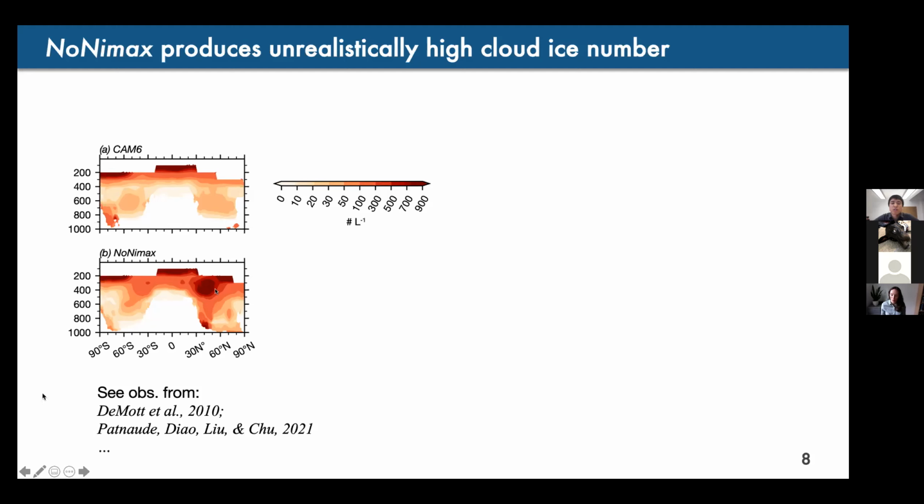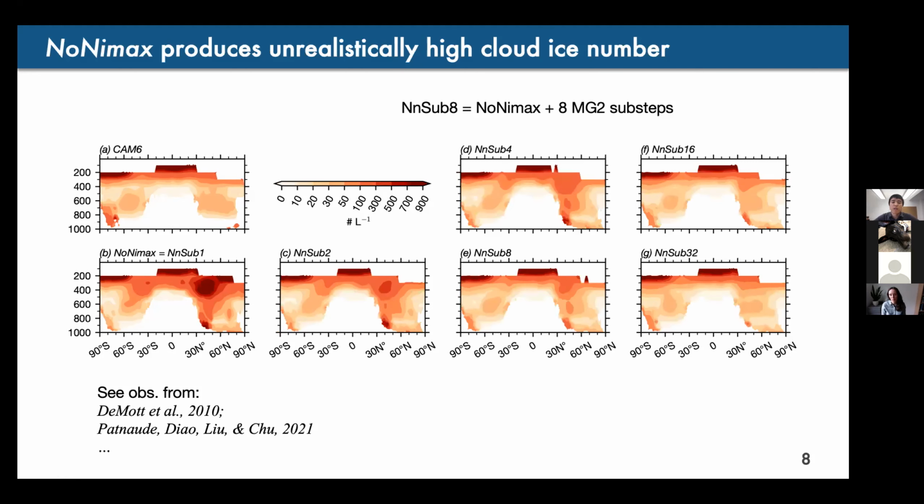You see that without that limiter, the cloud ice number grows to values higher than 900. And this is over the upper troposphere in the mid-latitudes. So this is at least almost an order larger than the standard CESM2 and the observations. To improve this simulation, one obvious thing to do is to reduce the microphysical time step size.